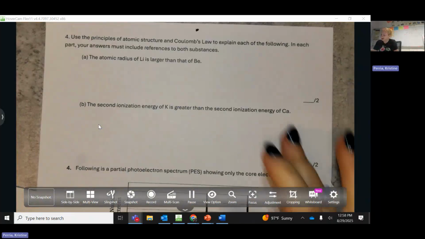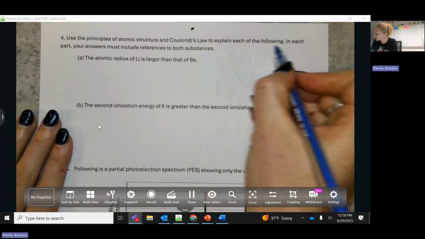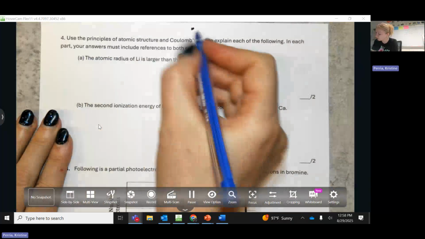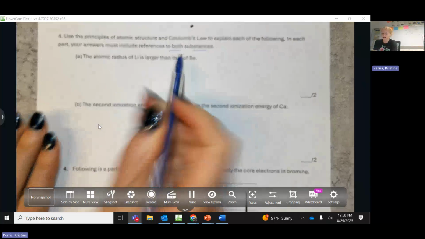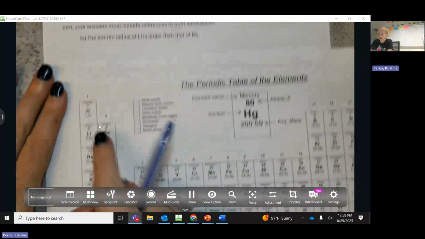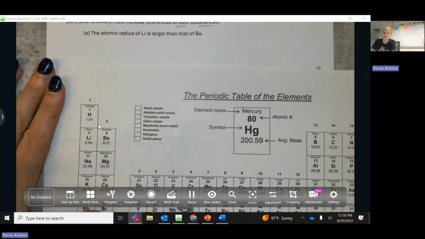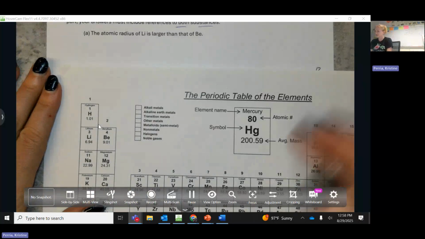Let's move on. Number 4, use the principles of atomic structure and Coulomb's law to explain each of the following. In each part, you must reference both substances. The atomic radius of lithium is larger than that of Be. So if we look at our periodic table here, okay, Li and Be are next to each other. So we know the answer is going to be about protons. They have the same number of shells, so that has nothing to do with it.